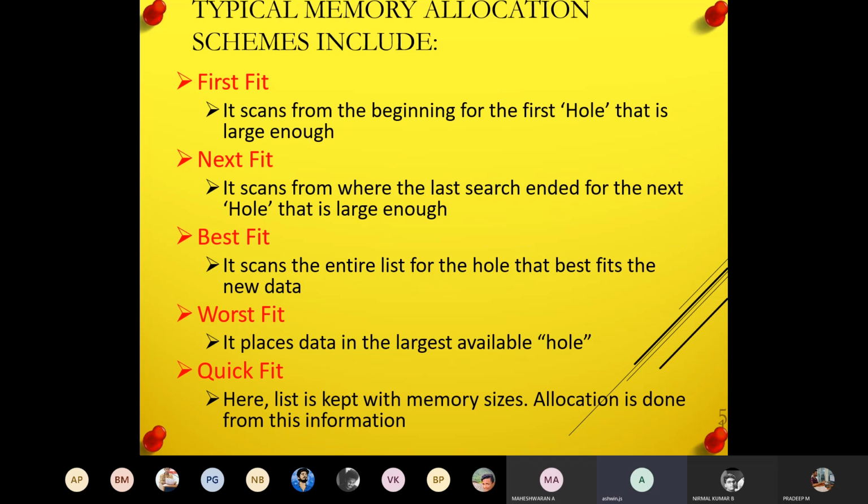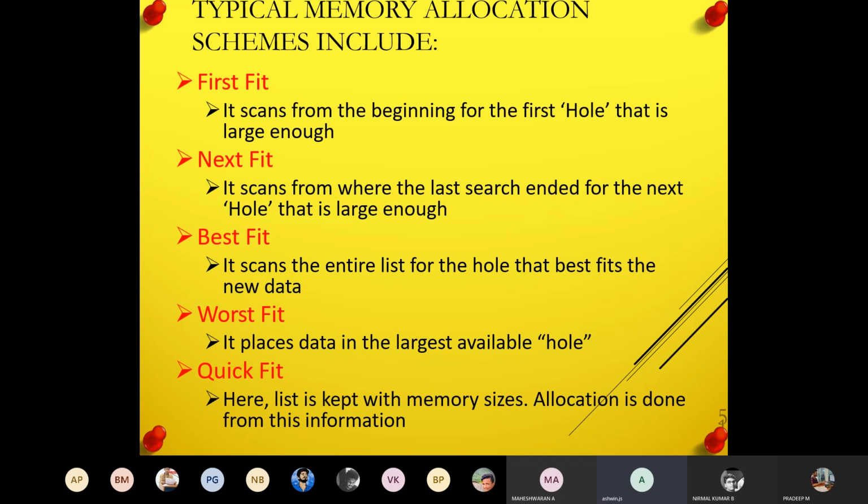So these are very easy: first fit, next fit, best fit, worst fit, quick fit. First fit means I will start from the beginning, and next fit means once I have started from the beginning, I will allocate something in the next space. So that is nothing but your next fit. And best fit is nothing but I will scan the entire list and find where it will fit properly.